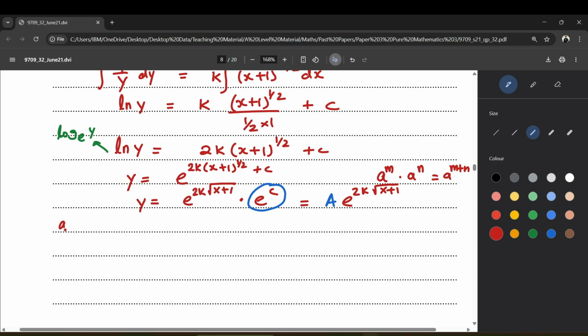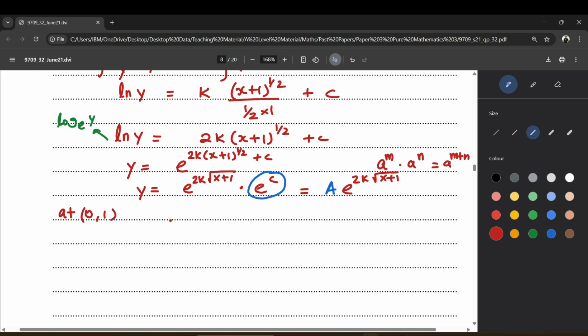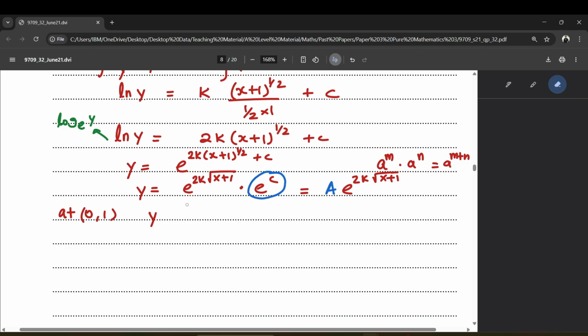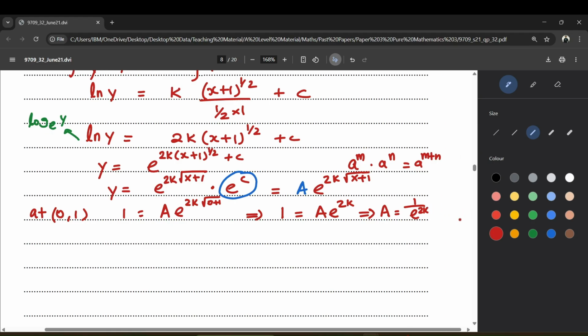All right, so let's use the first point, which was (0, 1). At (0, 1), y is 1. So 1 is equal to a times e to the power 2k root of 0 plus 1. 0 plus 1 is 1, and root of 1 is also 1. So your equation is 1 equals a times e to the power 2k. That means I can rearrange it and say that a is equal to 1 over e to the power 2k. That is my first equation.